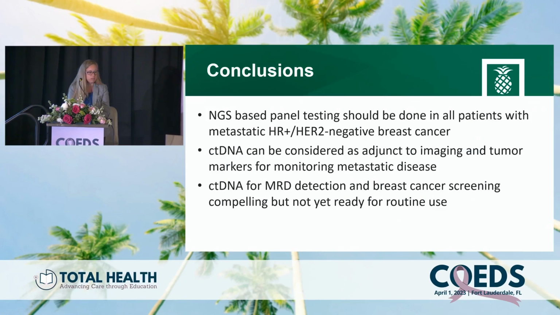So the conclusions are that an NGS-based panel testing really should be done in all patients with metastatic hormone receptor positive, HER2 negative breast cancer, and I would argue that the best time to do that would be on progression from first line CDK and endocrine therapy because it can guide your second line treatment. ctDNA could be considered as an adjunct for monitoring metastatic disease, in addition to imaging and maybe along with or in place of tumor markers in selected situations.